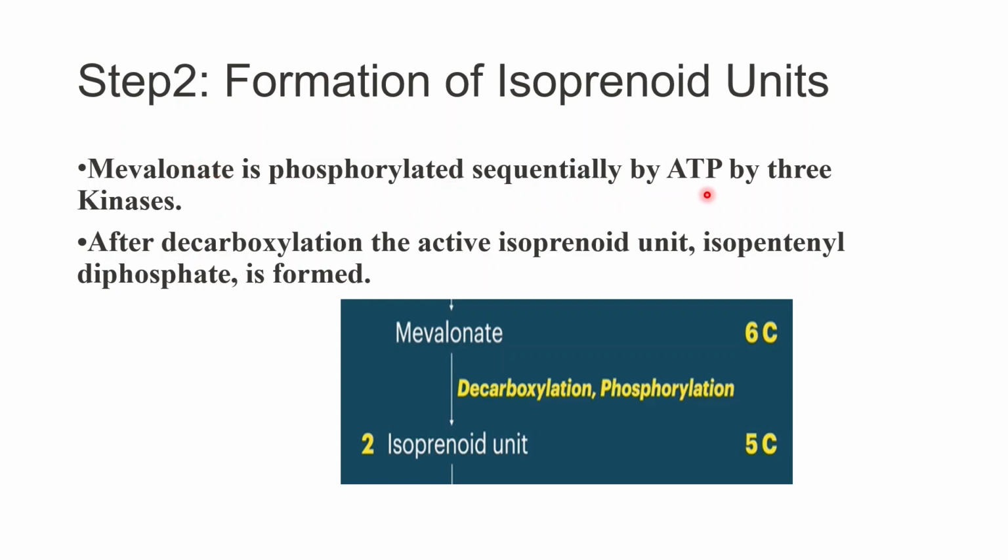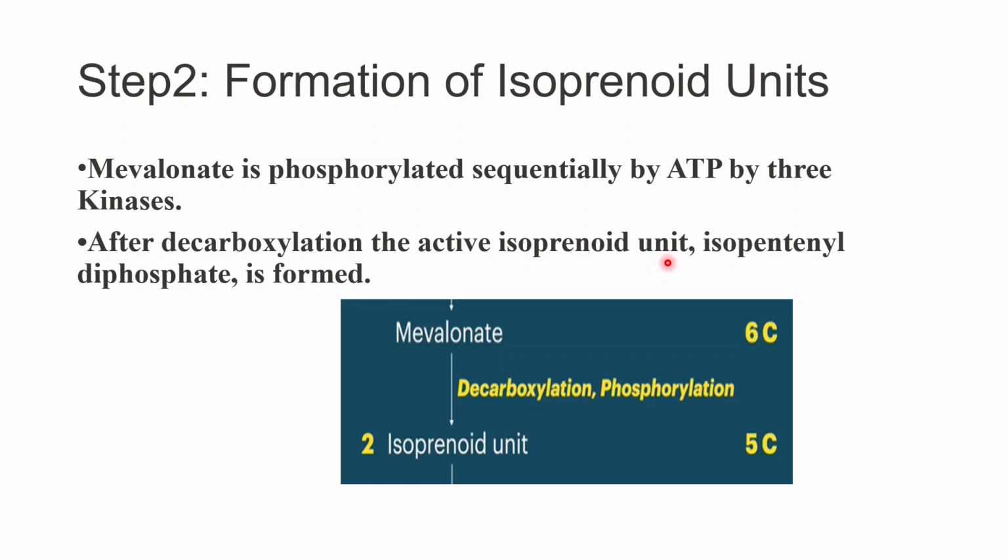So now mevalonate, it is a 6 carbon moiety. After decarboxylation, after the removal of one carbon moiety, 5 carbon is remaining. So isoprenoid unit is formed. After decarboxylation, the active isoprenoid unit, known as isopentenyl diphosphate, is formed. So this is the second step, that is after decarboxylation and phosphorylation, mevalonate is converted to isoprenoid unit.